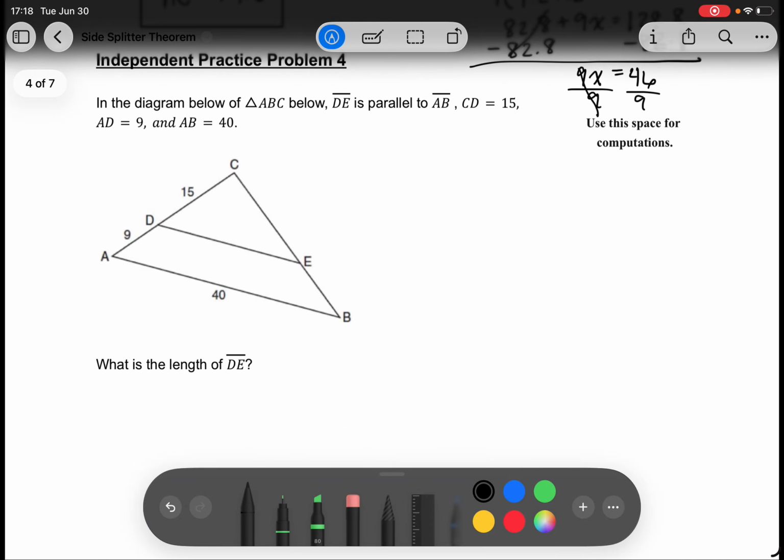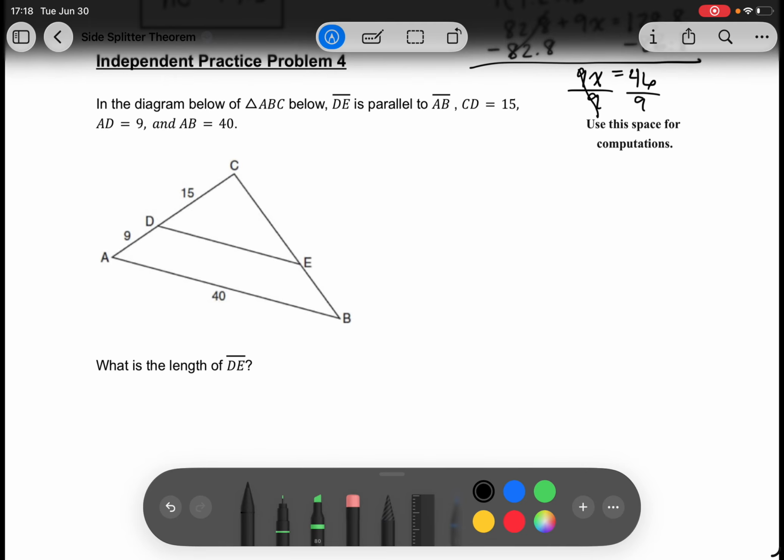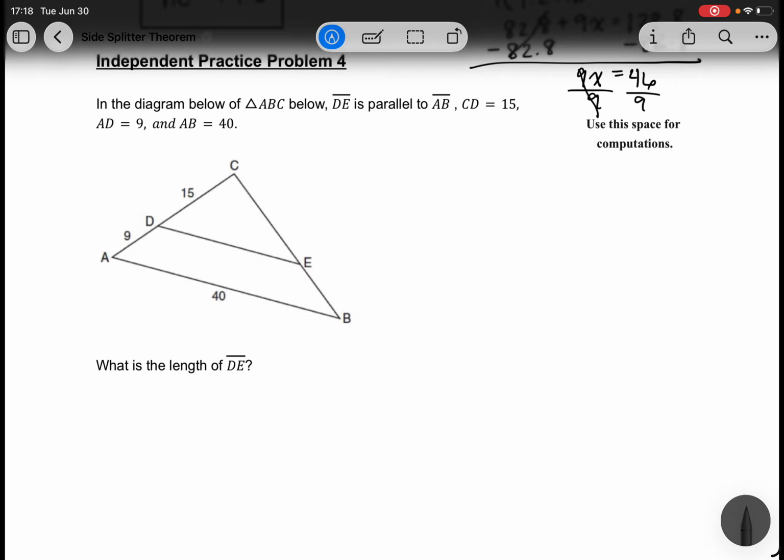And our last one that we're going to try. So take a moment, pause the video, and attempt it on your own and check back when you're done. So we know that DE is parallel to AB, and then all the sides are labeled for us, and then we need to solve for DE. So DE we're going to label as X.